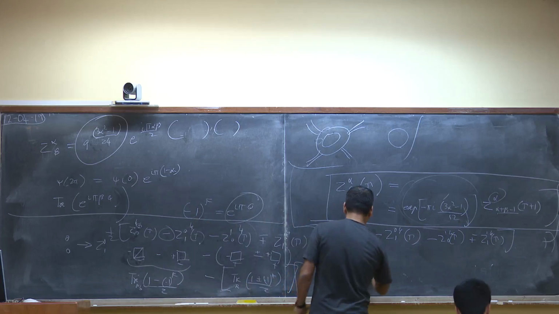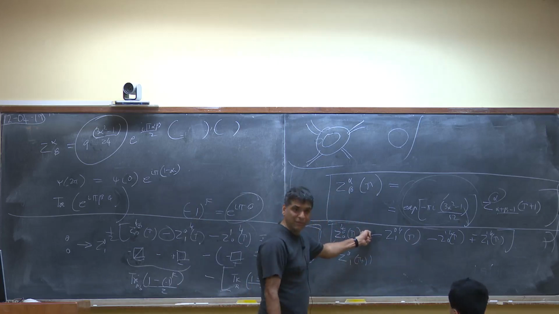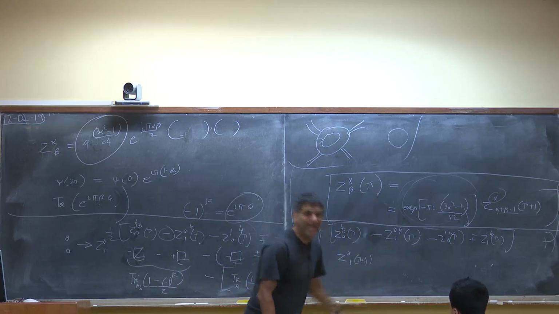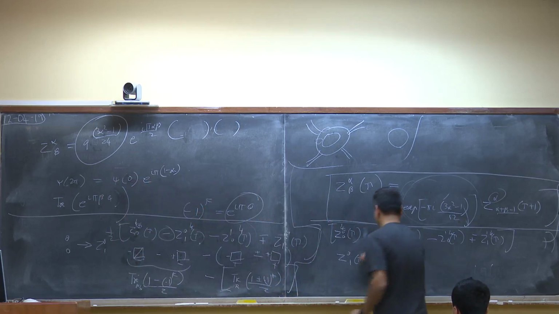Okay, of tau plus 1. Everything now is going to be tau plus 1. What we want to check is that this thing at tau is the same as the same thing at tau plus 1, up to maybe some overall phase, which will cancel against the right movers. Let's check that.